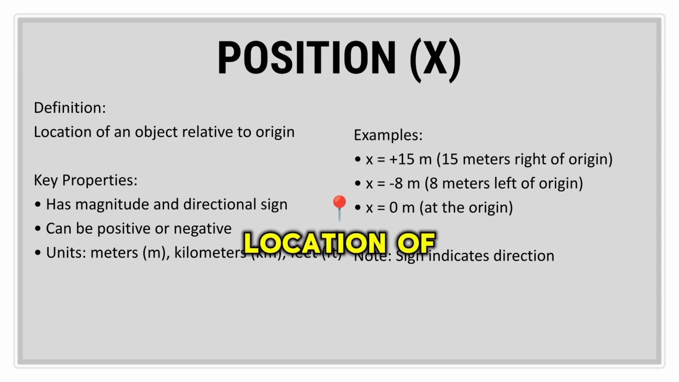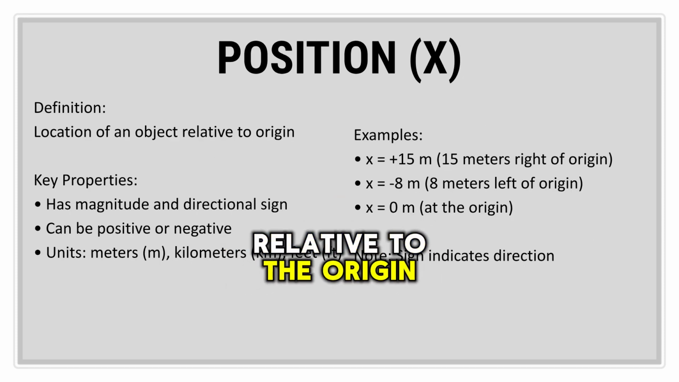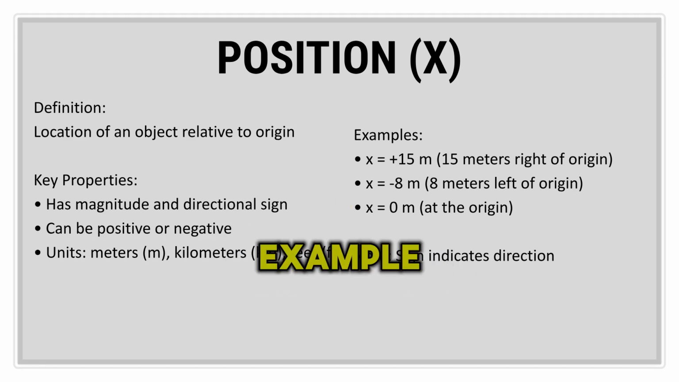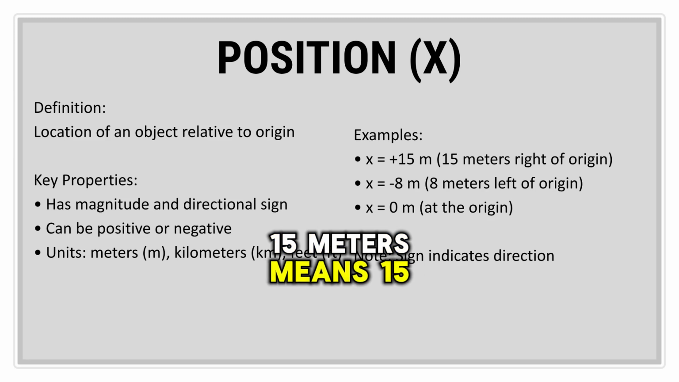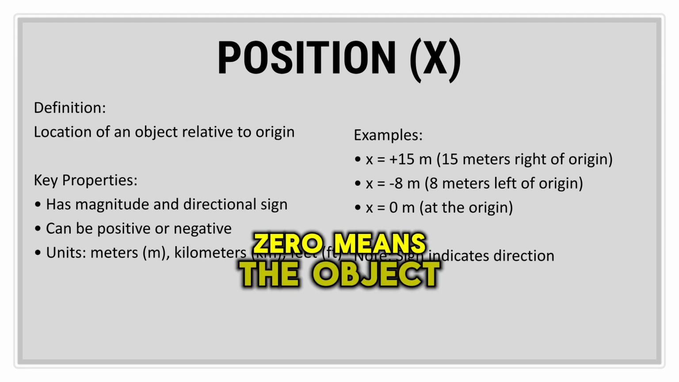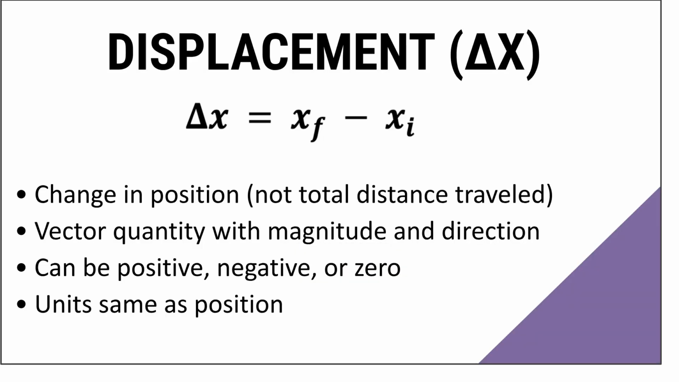Position tells us the location of an object relative to the origin. It can be positive, negative, or 0, depending on direction. For example, plus 15 meters means 15 meters to the right of the origin. Negative 8 meters means 8 meters to the left. 0 means the object is right at the origin.